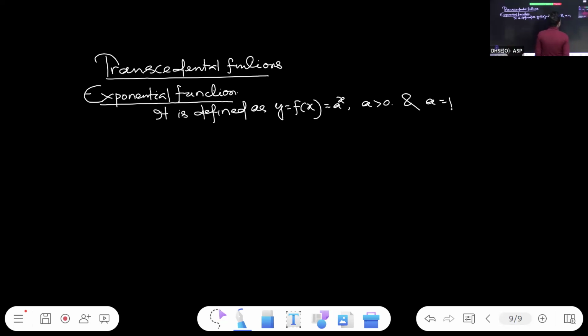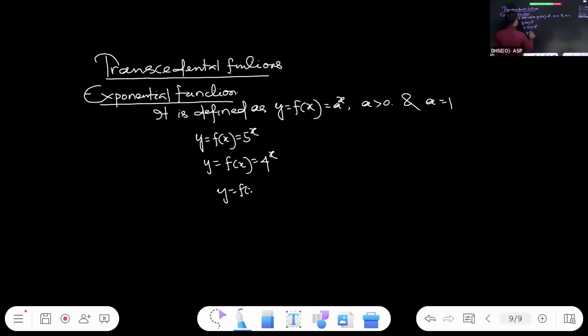If a is equal to 1, then the function will be a constant function. It is defined as y is equal to f of x is equal to a raised to the power x. For example, y is equal to f of x is equal to 5 to the power x, y is equal to f of x is equal to 4 to the power x, y is equal to f of x is equal to 0.5 to the power x. All these are exponential functions.